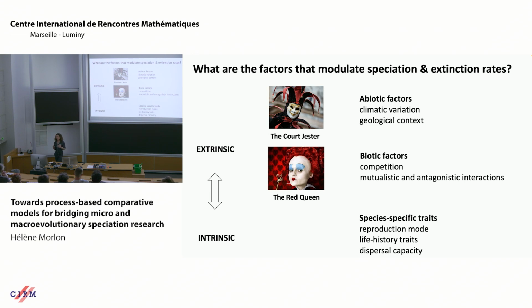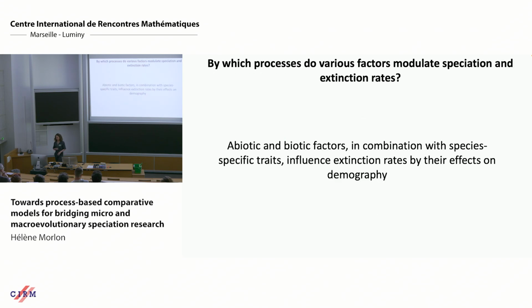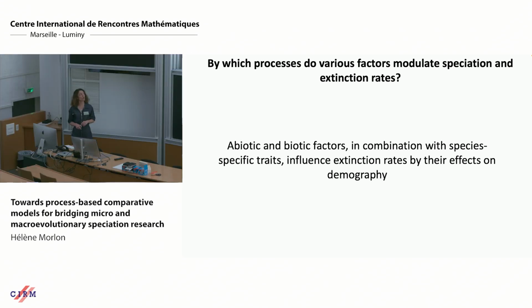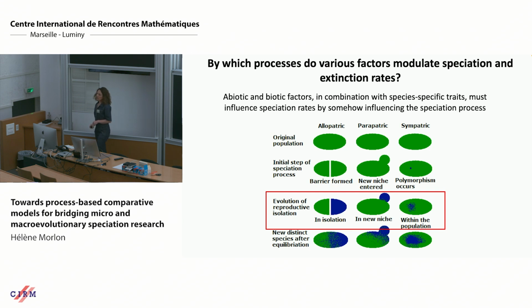of which processes really modulate the speciation and extinction rate. So if we think about abiotic and biotic factors and species-specific traits, yes, we can think about different ways that they can modify extinction rates, but eventually they would need to somehow influence demography to be able to influence extinction rates. So for extinction rates, it's pretty easy. We would think that it is through the effect of demography that these different abiotic, biotic, and species-specific traits act to modulate extinction rate. For speciation rates, it's a little bit trickier.